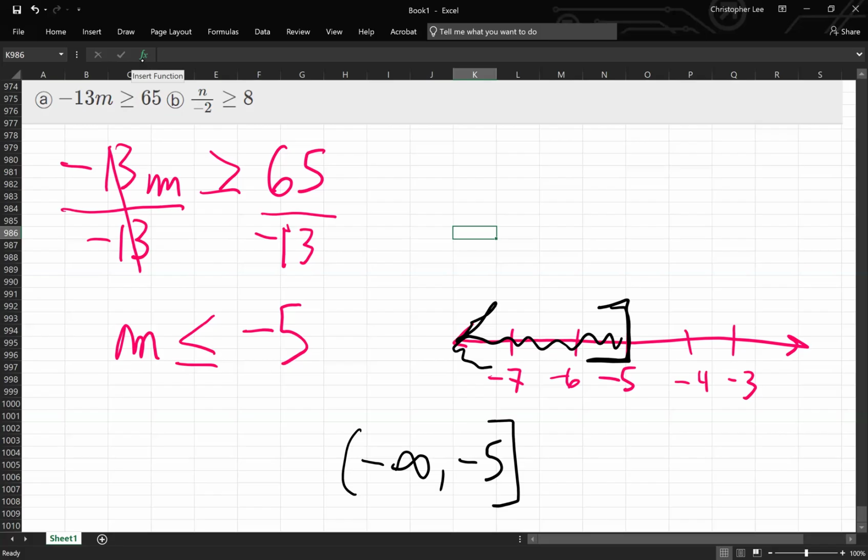M is less than or equal to negative 5. Exactly. Yeah. The larger the number on the negative side, the smaller the number is. Think of it like you're owing money. It's like at first you owed $5, now you owe 6, now you owe 7, now you owe 8. You know, think of it like that.